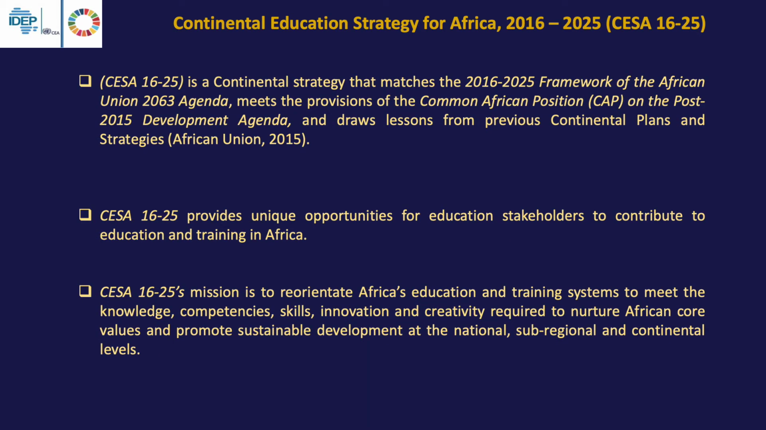CESA, the Continental Education Strategy for Africa 2016 to 2025, is a very beautiful framework and continental strategy that matches the 2016 to 2025 framework of the AU Agenda 2063, meets the provisions of CAP, the Common African Position on the Post-2015 Development Agenda, as well as draws lessons from previous continental plans and strategies. CESA 16-25 provides unique opportunities for education stakeholders to contribute to education and training in Africa.